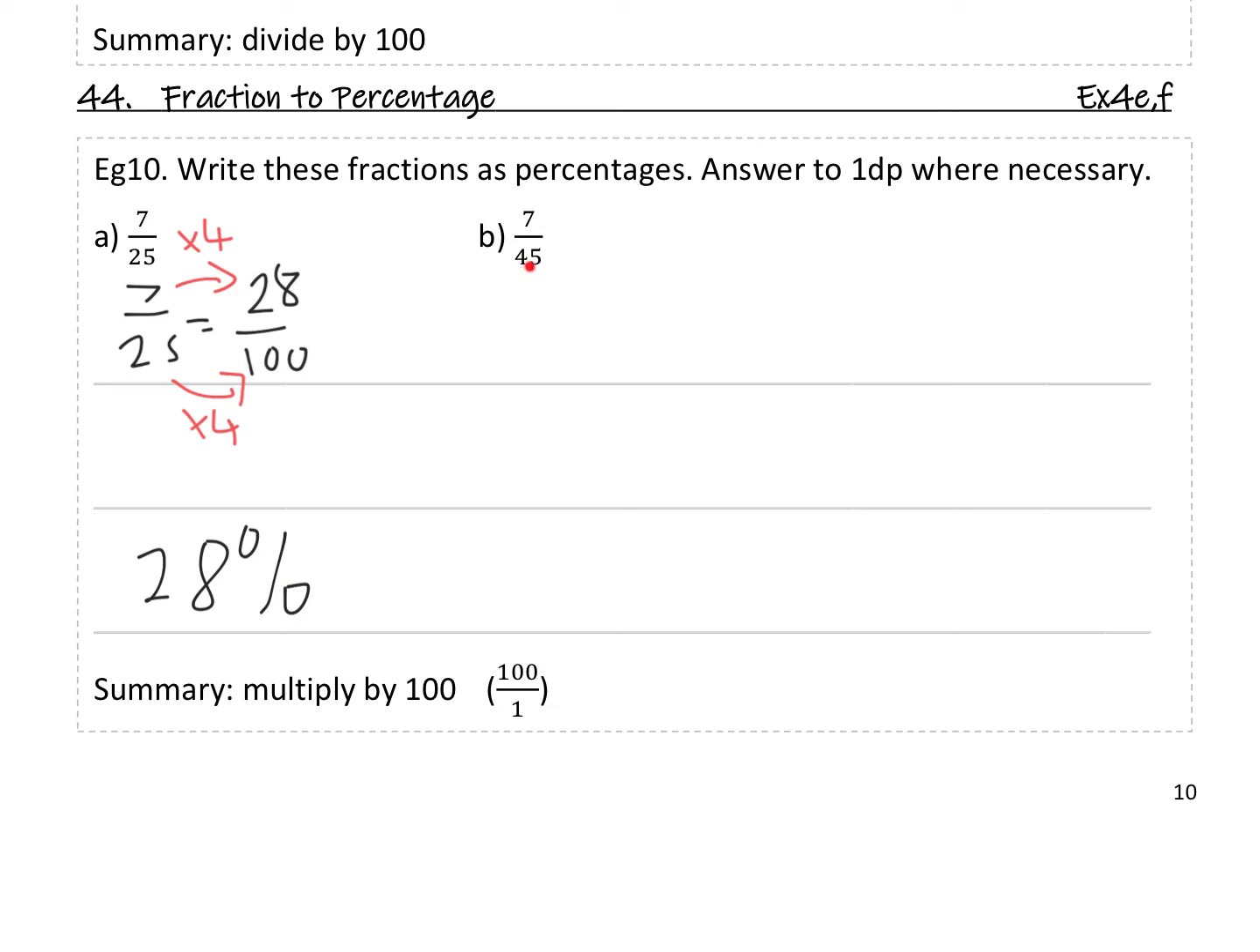Part B, 7/45. As the denominator is not a factor of 100, we cannot use the same approach. So what do you do? Well, to change from a percentage to a fraction, or a percentage to a decimal, you divide by 100. So if we're going in reverse, from a fraction to a percentage, we can times by 100. So 7/45, if we multiply that by 100, because 7/45 is a fraction, we can write 100 as a fraction as well. So 7/45 multiplied by 100 over 1.